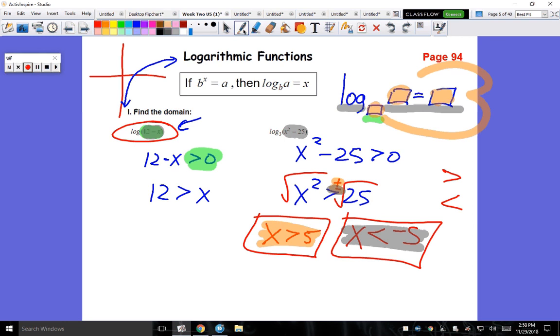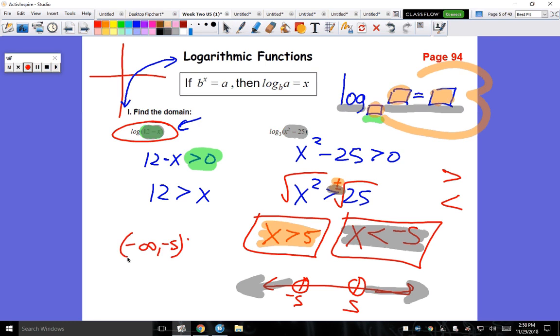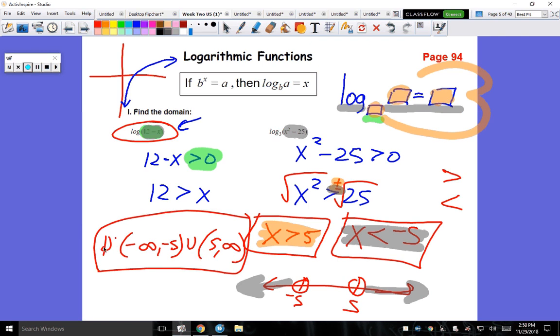So, I want you to write it like this. So you have negative 5, you have 5, open, open. You're going to have it where it's less than negative 5 and greater than 5. And the answer, the way I want you to write it, is negative infinity to negative 5 union 5 to infinity. This is how you write the domain.